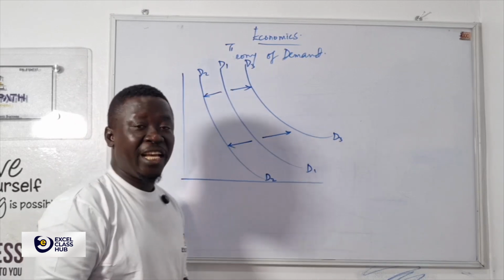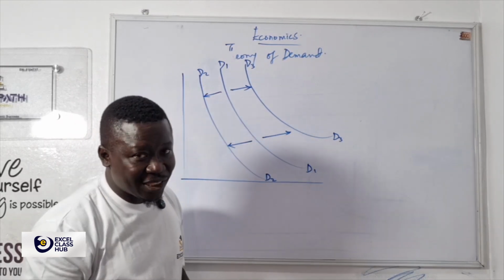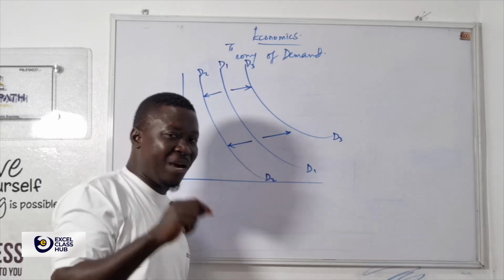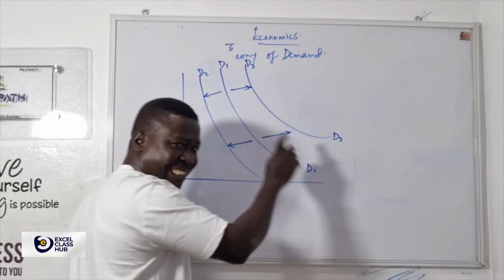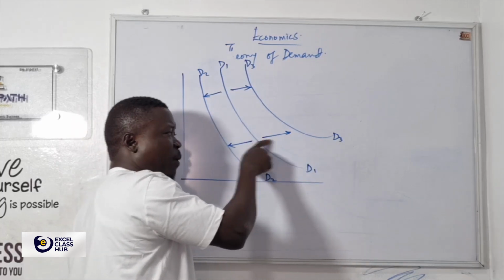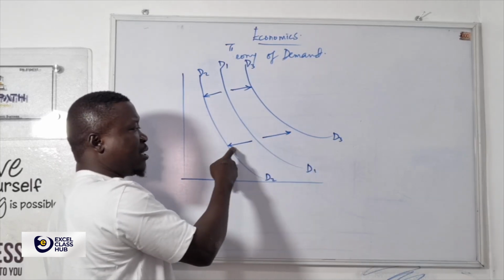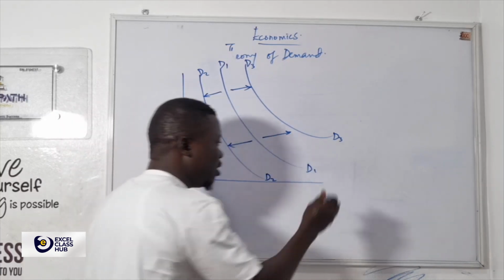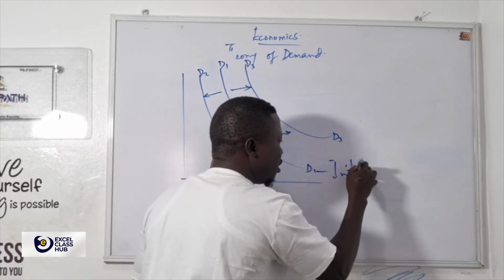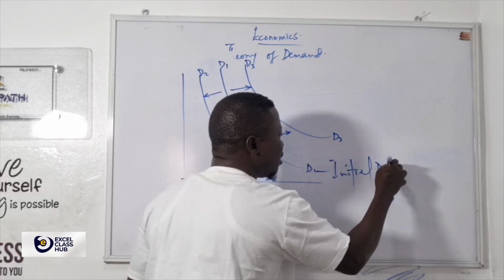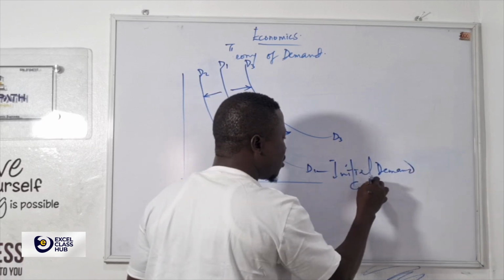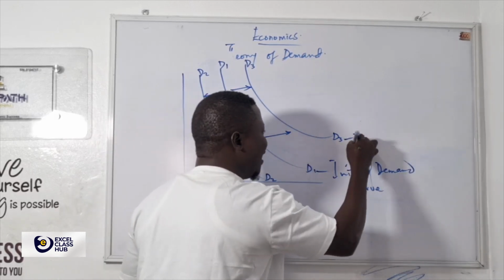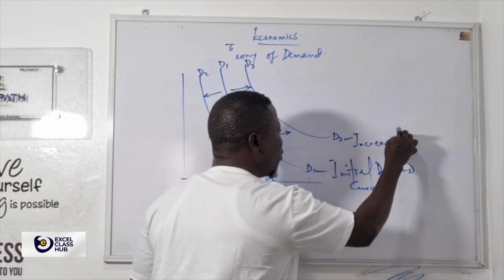This is what they call a change in demand. Hello, students? This is what they call a change in demand. This D1 here is telling me that from this arrow here, this is pointing from here to this side, and also pointing from here to this side. If it is at this point, it means that this is the initial demand curve. If it goes to D3, it means an increase in demand.